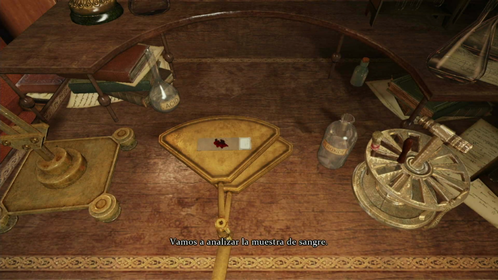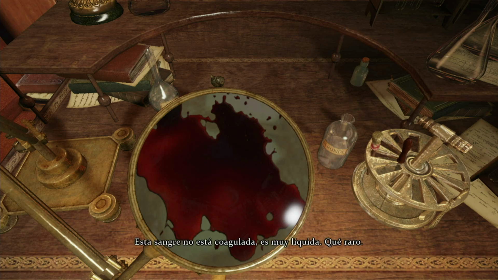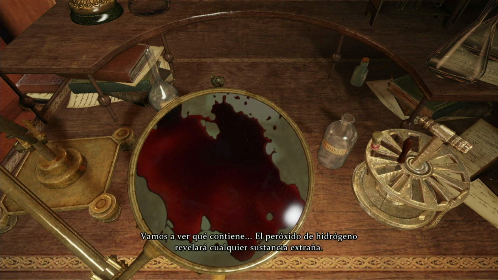Let us analyze this blood sample. This blood has not coagulated well. It seems very liquid. That is strange. Let us see what is inside it. Hydrogen peroxide will bring any foreign matter to the surface.